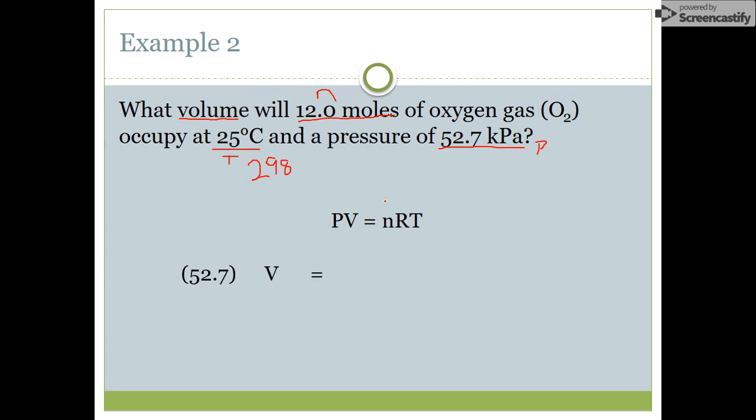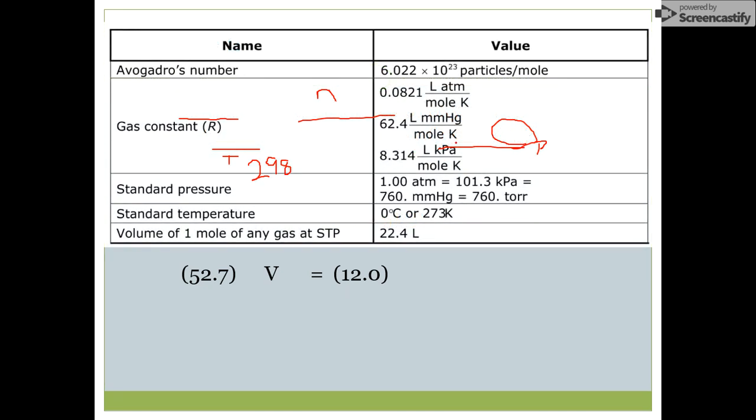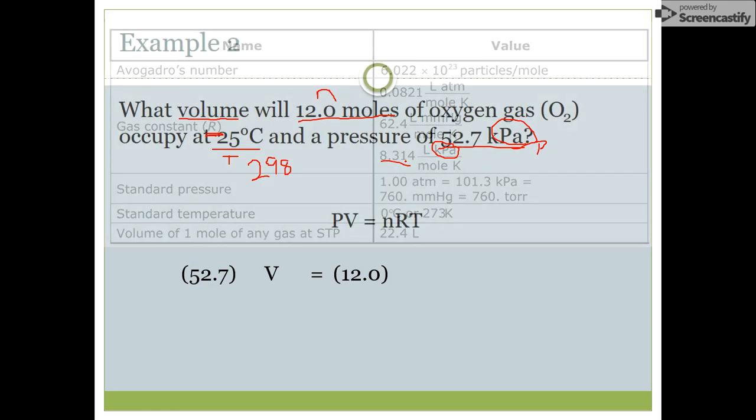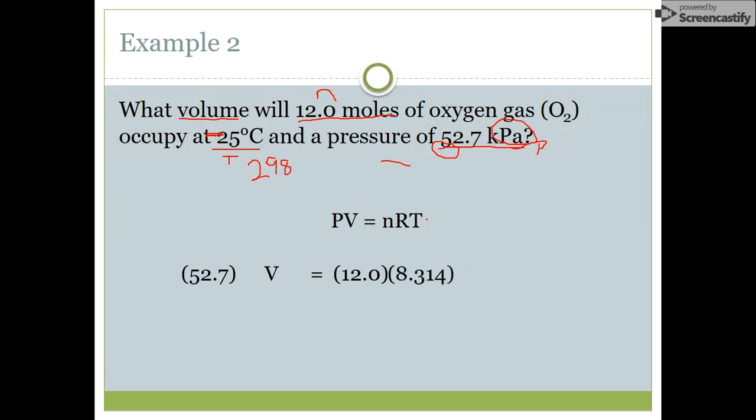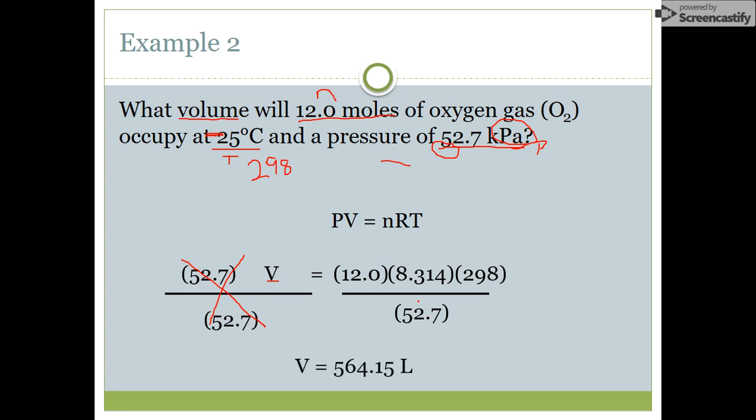Equals N, moles, that's 12.0. For R, remember that you have to look at the front page of the reference table. This pressure is in kPa, so I look at the gas constant R section. The kPa is right here, and the number that goes with it is 8.314. So I plug in 8.314. T is temperature, that's 298. And then to get V by itself, you just multiply and divide. Divide both sides by the 52.7 so that this cancels out, and the answer you are left with is a volume of 564.15 liters.